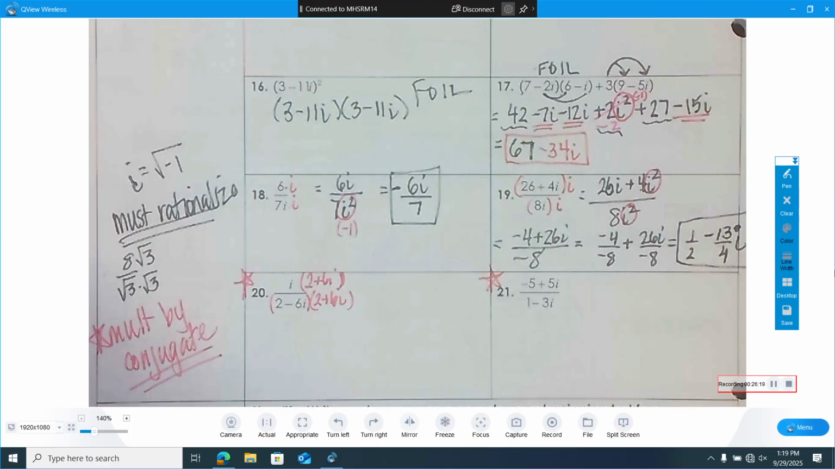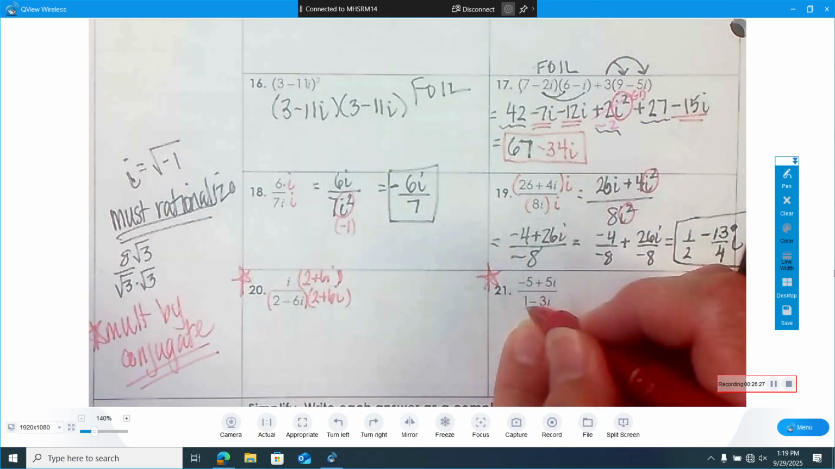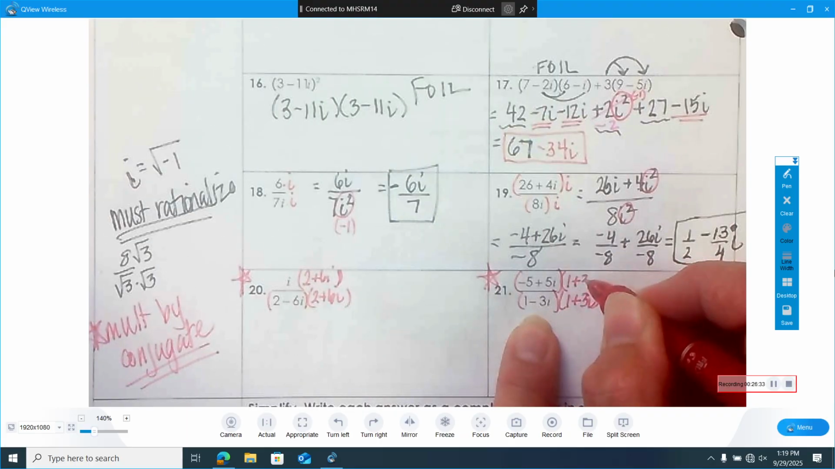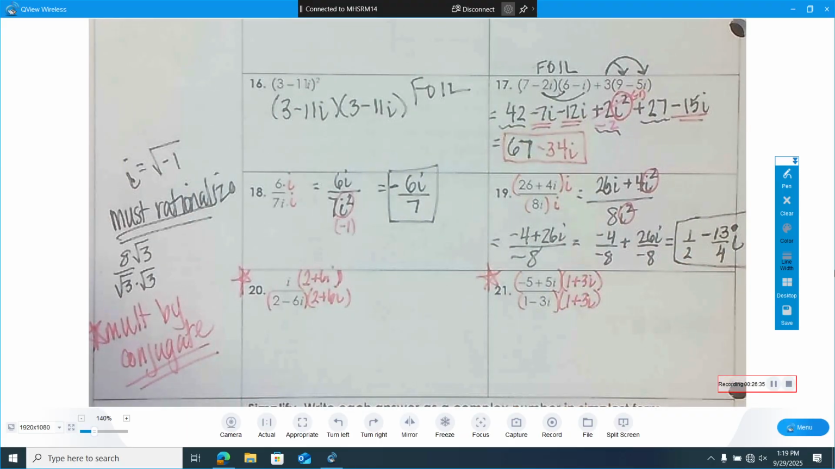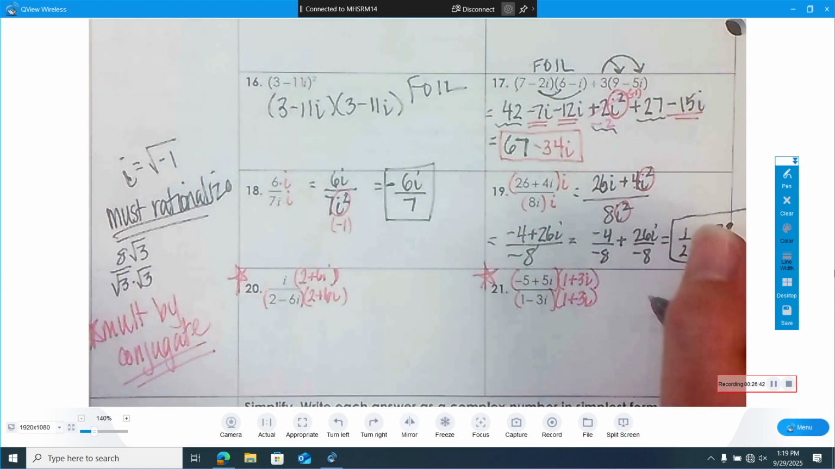I think I just want to do one of these. I just want to do 21. So on 21, what are we going to multiply top and bottom by? 1 plus 3i on top and bottom. All right, so what do we have to do with both of these? Distribute. FOIL on top and FOIL on bottom.